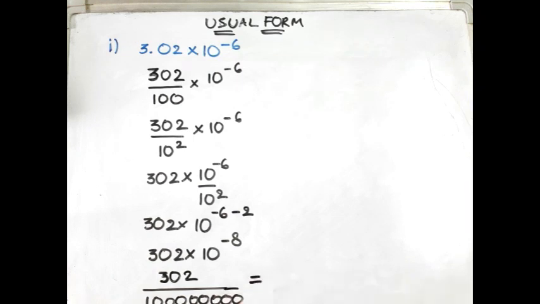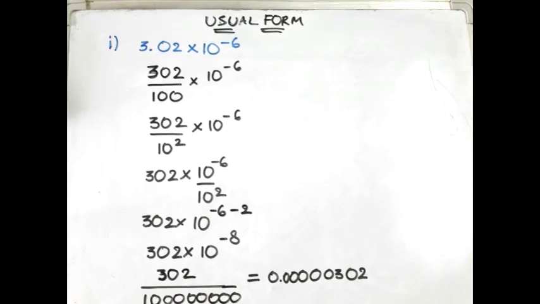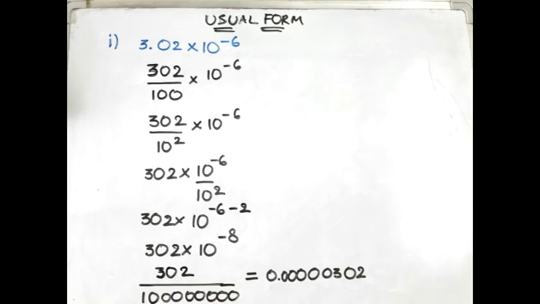So which will make 302, with 0 after. Already we have 3 numbers, 2, 0, 3. So how many zeros? 1, 2, 3, 4, 5, 6, 7, 8. So 0.000000302 is the answer. Okay. I hope you are quite clear with this. Usual form is very easy.